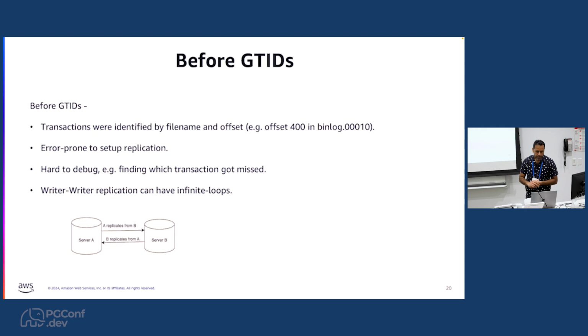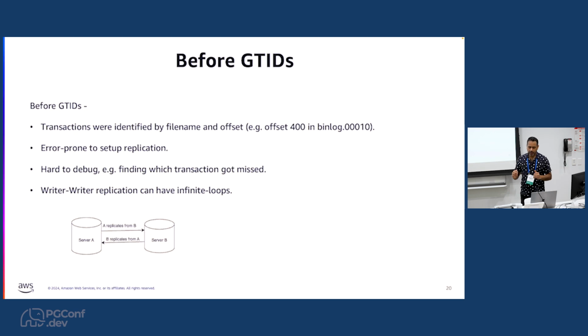I want to talk about the few issues before GTIDs. So we were referring to transactions using just a binary log file name and offset. Let's say I want to set up a replica. First, I would have to go to the source, take a backup, know exactly what binary log offset the source is writing to, restore the backup, and start the replication from the exact offset. As a user, I would have to enter the offset. And if I get it wrong, I may have an extra transaction or a missing transaction.